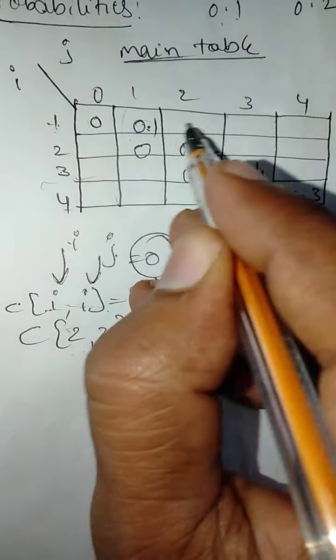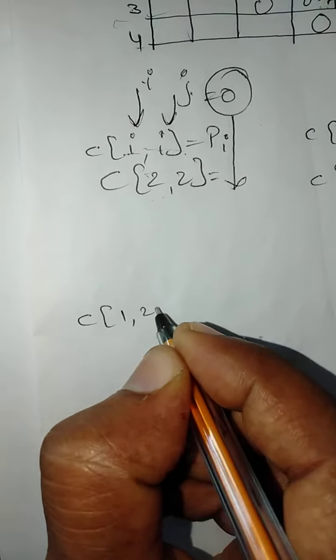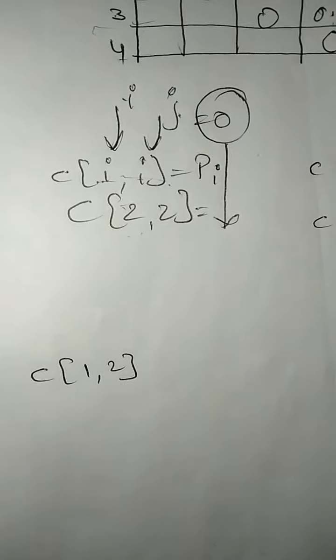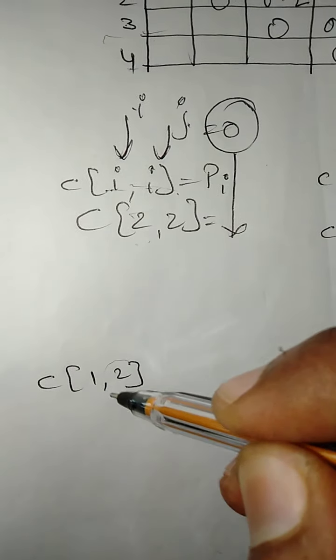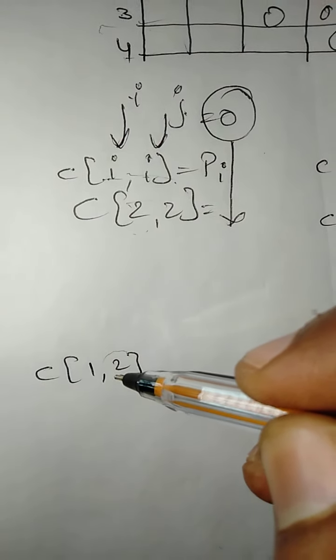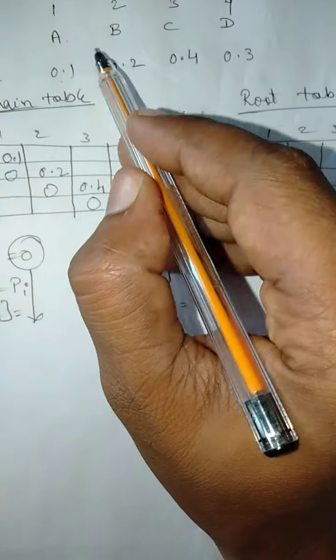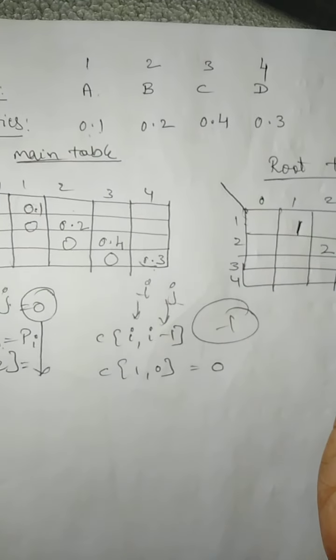So C of 1 comma 2. I have to find C of 1 comma 2. What do you mean by this? I have to find the binary search tree comprising the first two key elements. If you are given only these two key elements, then which binary search tree are you going to construct? That is the meaning.